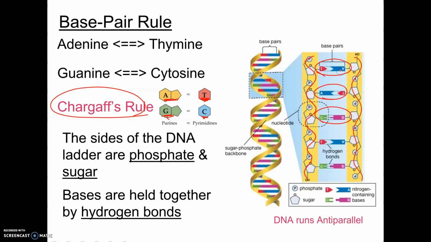If you know one side, you can figure out the other side. If you knew this was a C, you know this has to be a G, because C can only connect to G. Notice, again, that it's always one of those bigger ones. They're representing them here. This is a purine. This little one's a pyrimidine. It's always one purine and one pyrimidine, because if two of these got together, the DNA would be wider at some points and skinnier at other points.